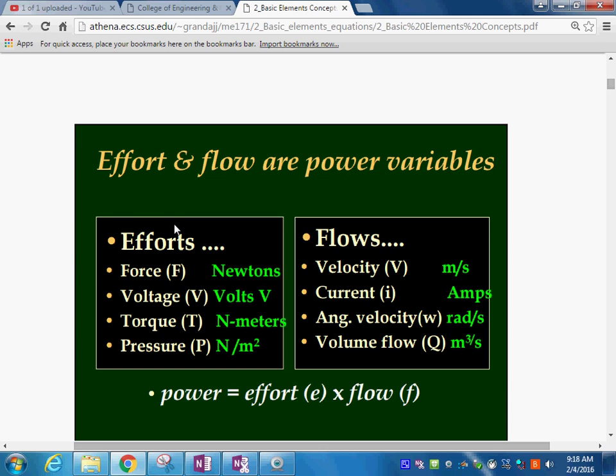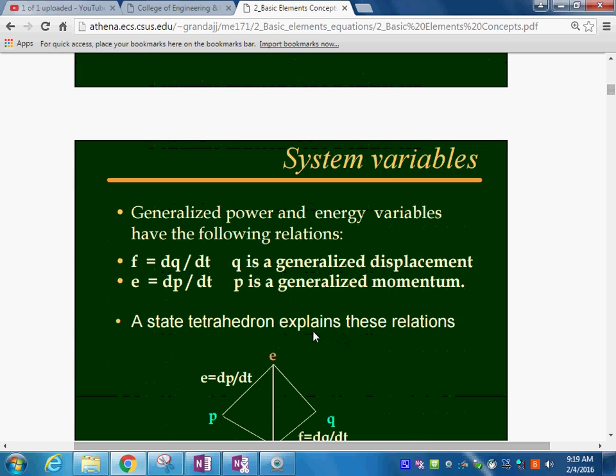And we're going to call them efforts, and the other ones we're going to call them flows, just so that we can generalize the way we do the models and make it easier to model things in different energy domains. So we're going to use these variables for mechanical systems, these two for electrical, these two for rotation, and these two for hydraulic systems.